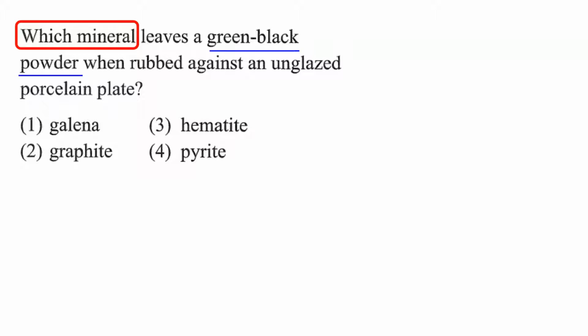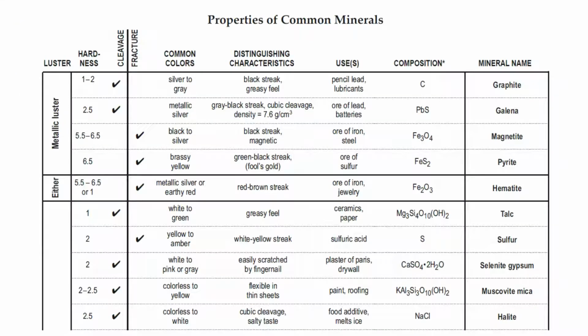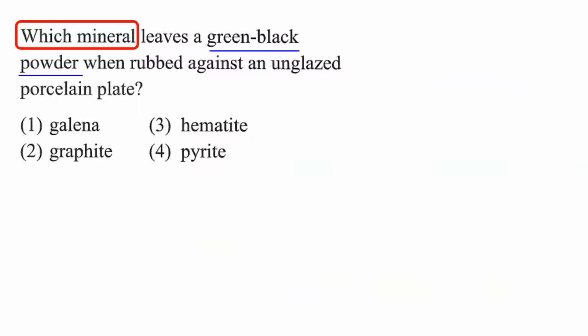Which one of those 4 options, galena, graphite, hematite, or pyrite, gives us a green-black streak? If we take a look at the Earth Science Reference Table, we have graphite, galena, pyrite, and hematite. In order to find the streak, we're going to take a look at the distinguishing characteristics. Graphite has a black streak, galena has a gray-black streak, pyrite has a green-black streak, and that's what we're looking for. Just to round things out, hematite has a red-brown streak. So which mineral leaves a green-black streak? That's pyrite. We looked under the distinguishing characteristics and figured that out.